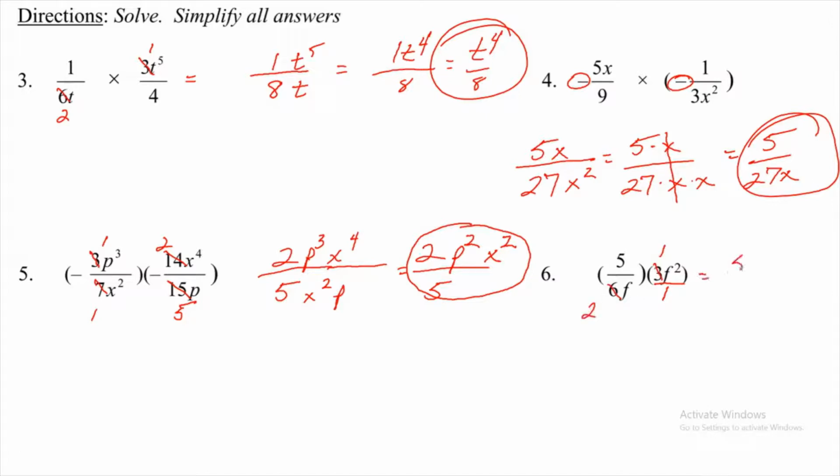And I get 5 over 2. And I've got f to the second on top and f on the bottom. Where do I have more f's? On the top. And I have 1 more on top. Okay? So instead of listing them out, I simplified on the diagonals this time.